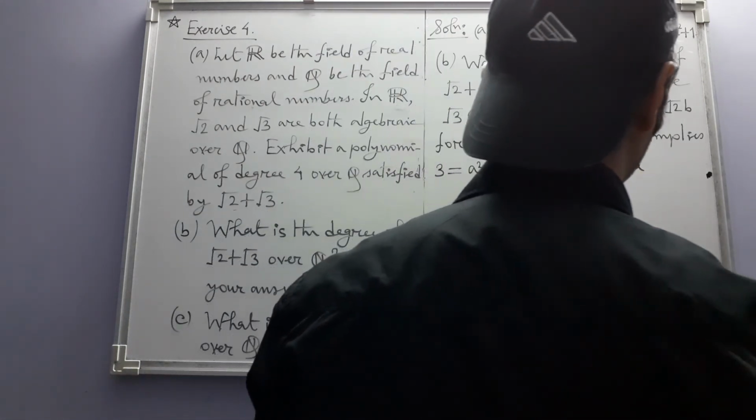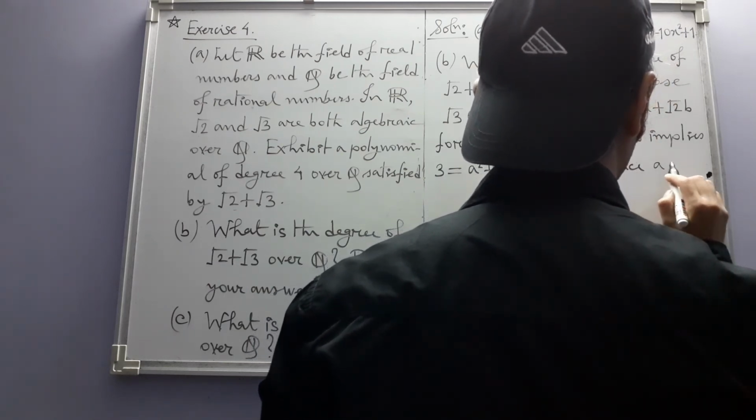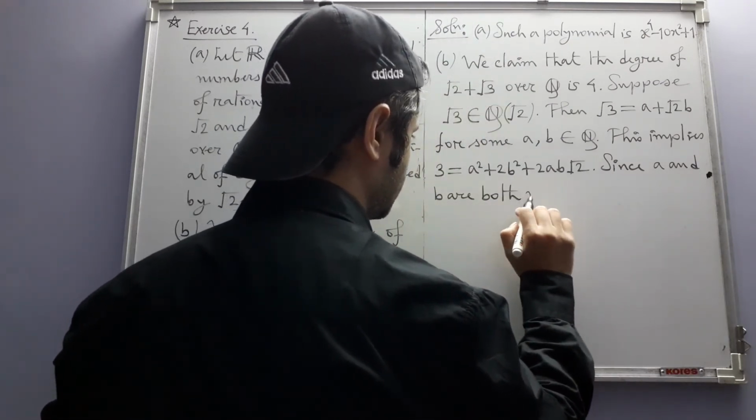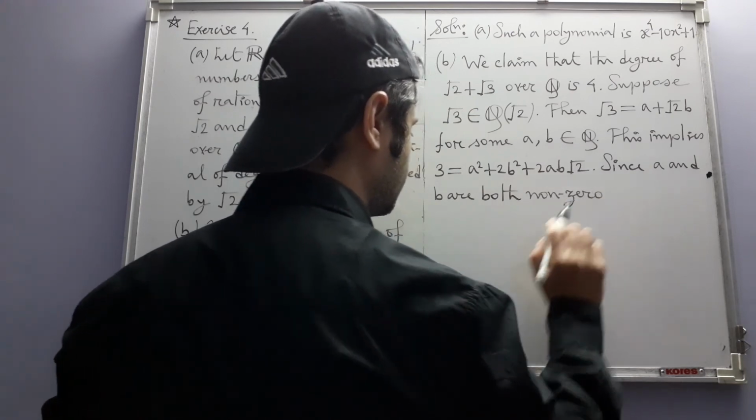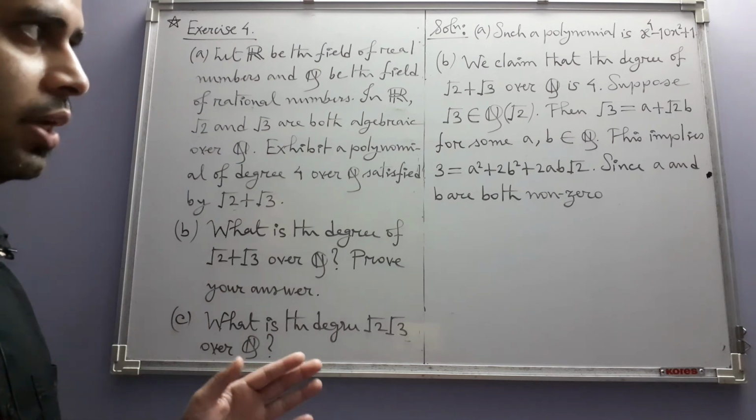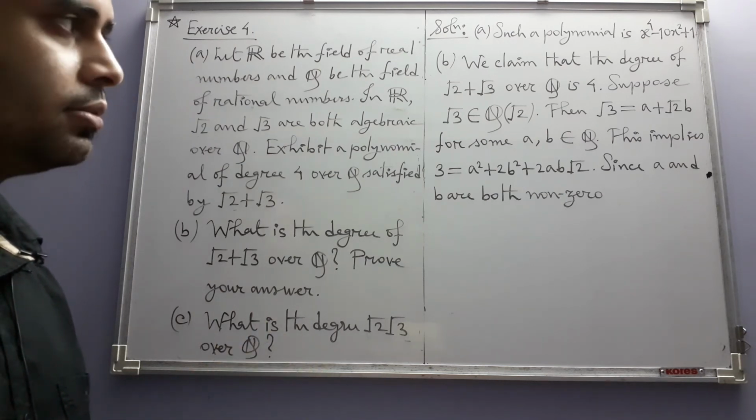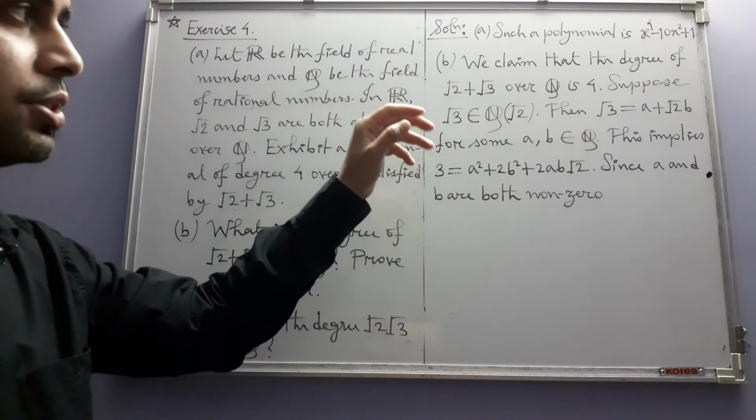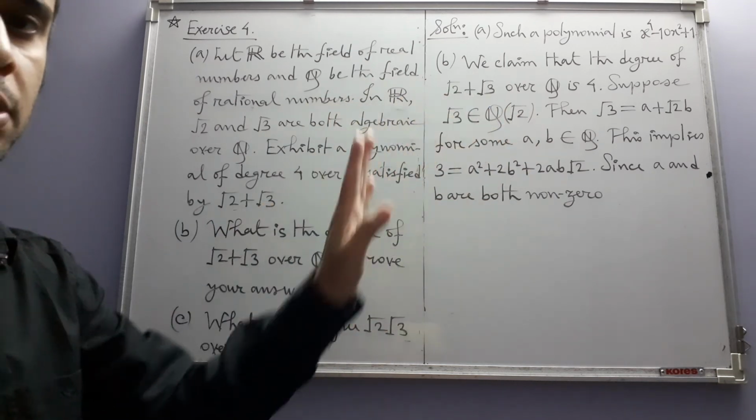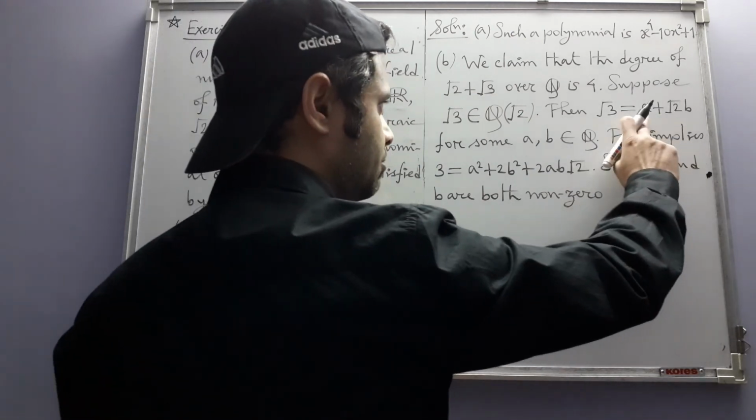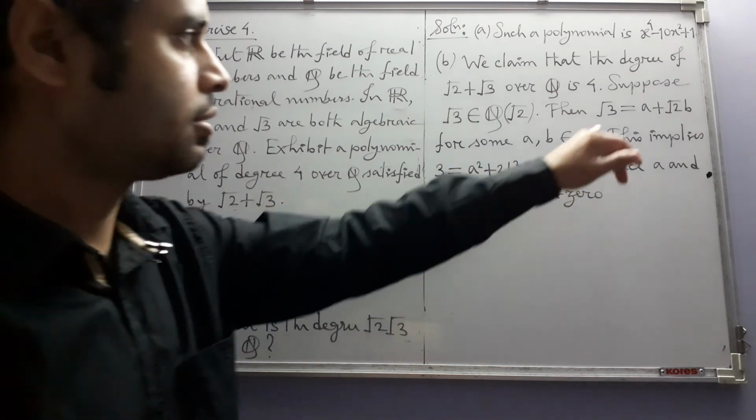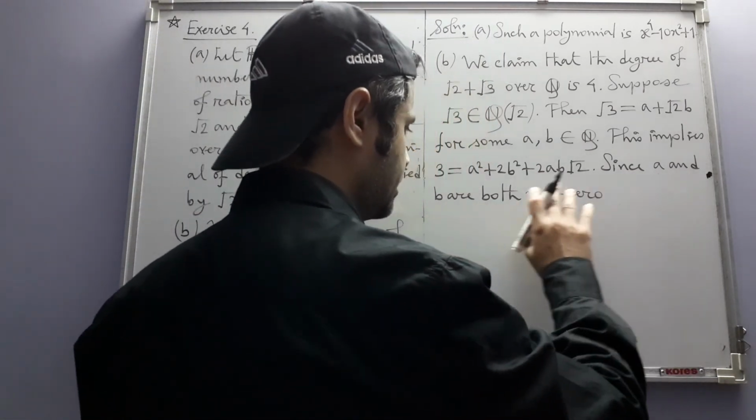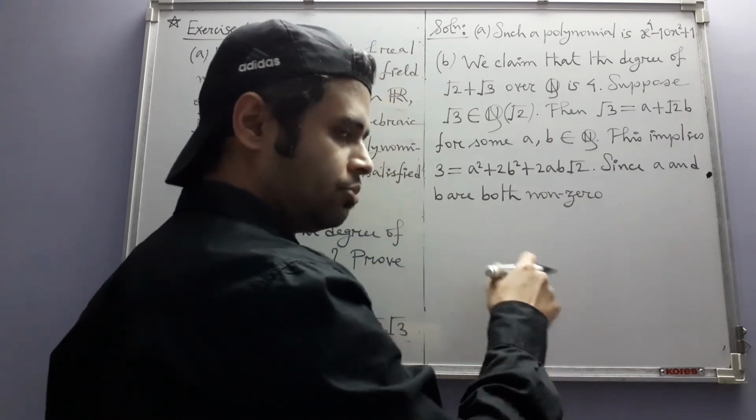Since a and b are both non-zero, why? If a is 0, then you get a contradiction, because if a is 0, then b becomes square root of 3 divided by square root of 2, which you can show is not a rational number, whereas b is a rational number. If b is 0, then we get an even more direct contradiction that root 3 is irrational but a is rational. So we are just simply going to write, since a and b are both non-zero, you know why. Okay.